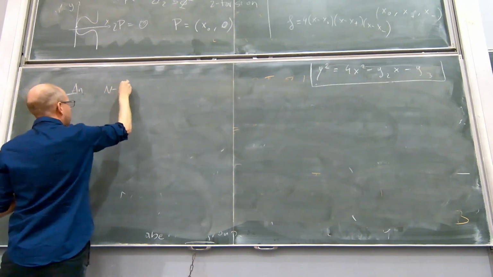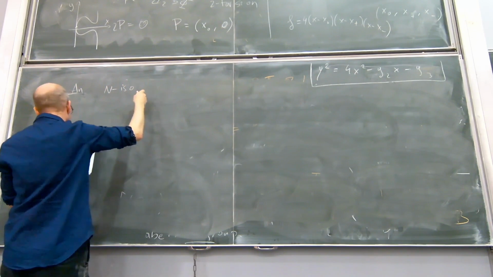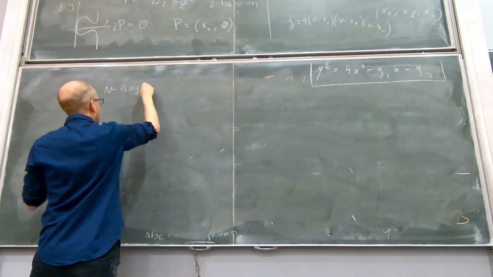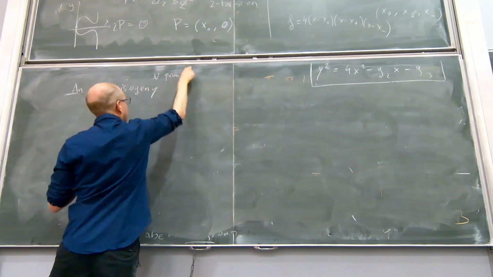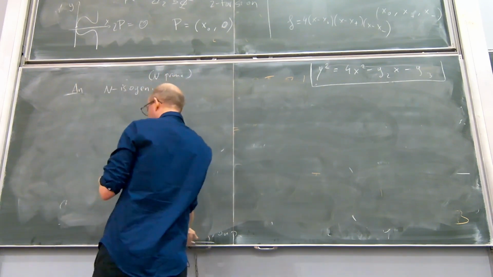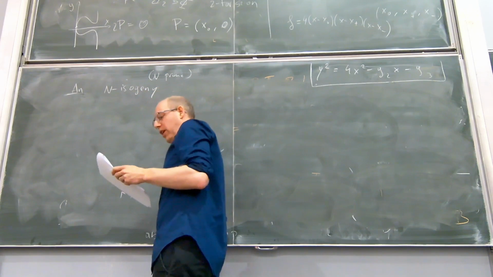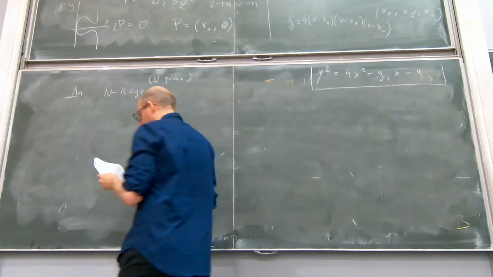We'll call that the n-isogeny, and n is, let's say, a prime integer, just for simplicity. My example will be n equal 2, and I will have n equal 3 if I need to at the very end, but probably not.